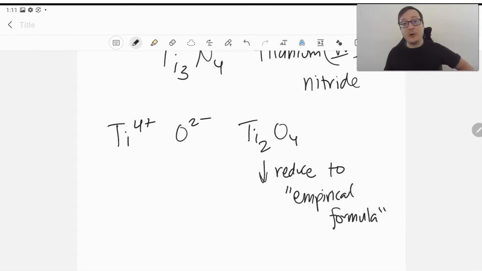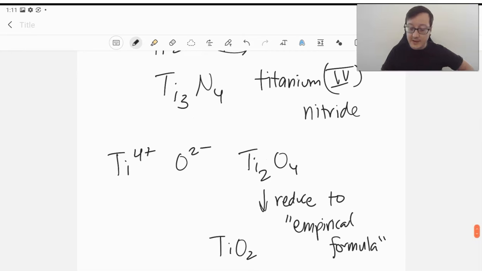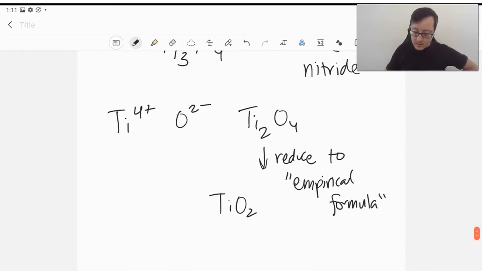Empirical means it's got the lowest number that we can have. For example, we know if titanium is 4 plus, oxide is 2 minus, we just need 2 oxides to balance out the titanium. So it doesn't make sense for us to write Ti2O4 when TiO2 works just fine. And both of these indicate titanium 4 oxide. All right, so useful thing there.